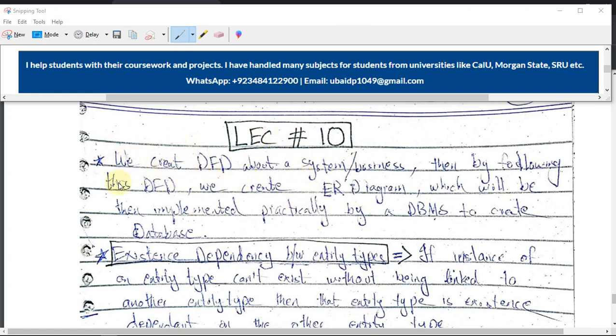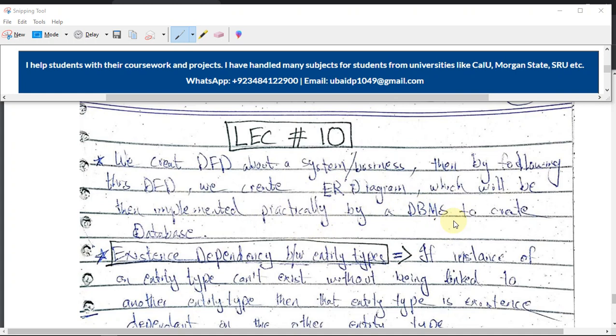So let's just summarize all the picture in one or two sentences. We create the DFD, which is the data flow diagram about a system or a business for which you are trying to develop the database. Then by following this DFD, we create the ER diagram by following the entity relationship data model, which will act as the conceptual base of our database, right? Then we will implement this conceptual schema into a practical schema or the practical form by using a DBMS, right?